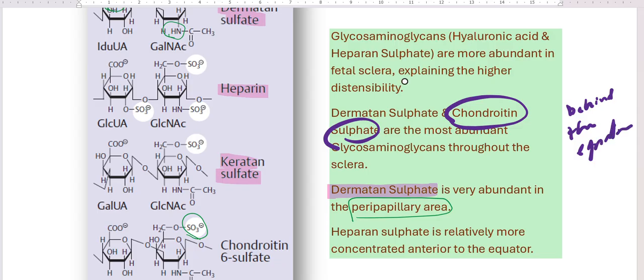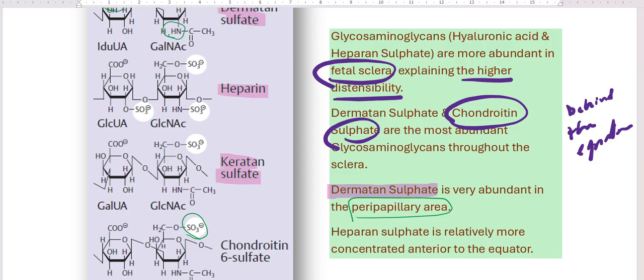but not peripapillary. This is important because the properties of dermatan sulfate in the peripapillary area allow for distensibility and allow for the biomechanics of optic nerve swelling, papilledema, and inflammation. Heparan sulfate is very abundant in the fetal sclera during fetal development, and this gives higher distensibility features for the sclera. That's why ophthalmos happens. The eye enlarges because of the distensibility of the sclera.